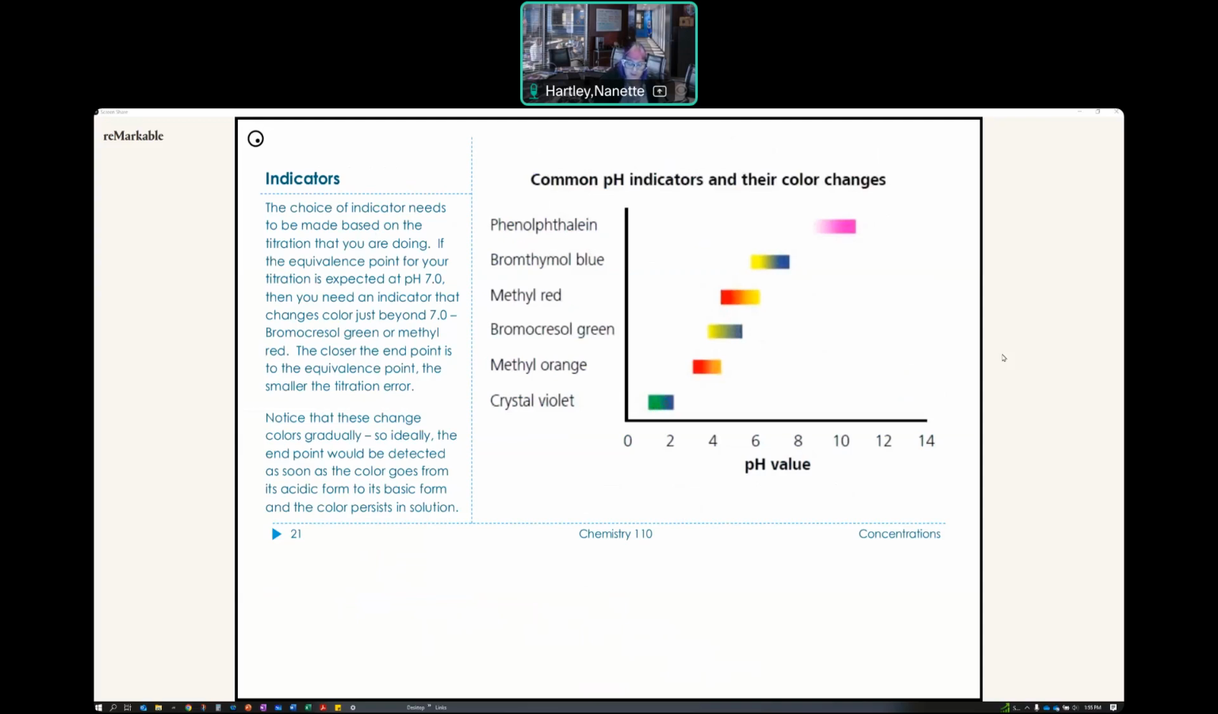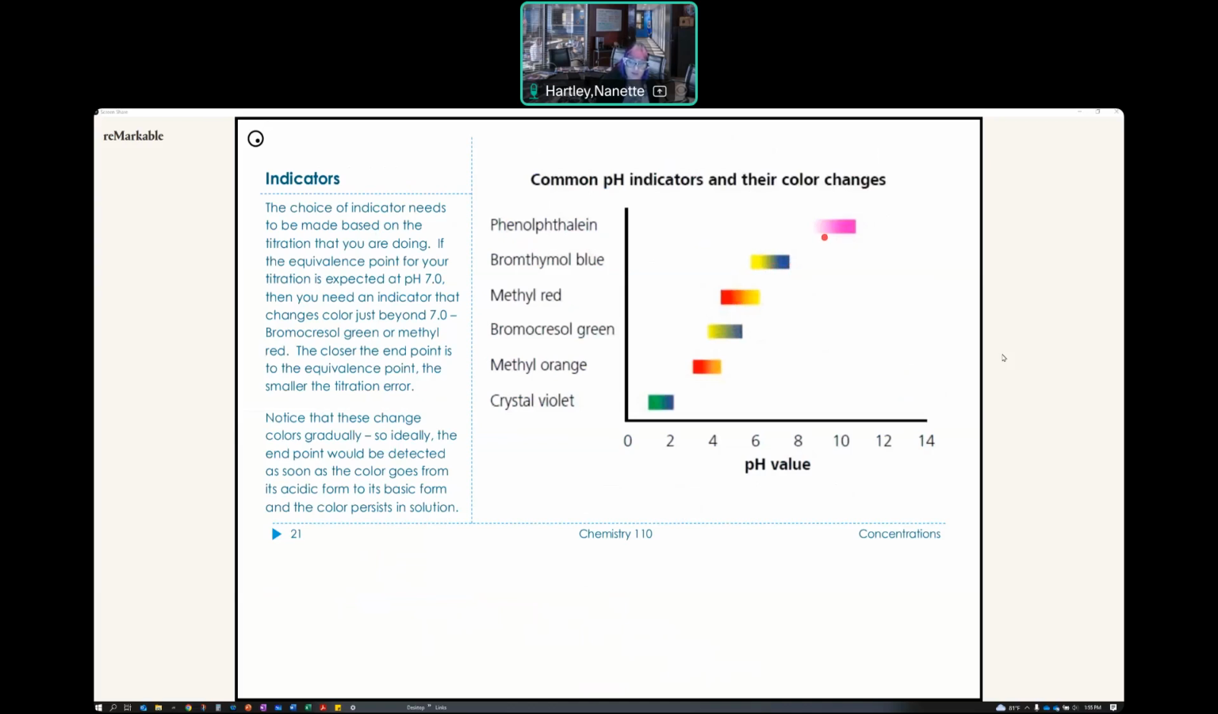We've got methyl orange, and it goes from red to orange. And of course, that color change, that's what we're looking for, is when it goes in between those two. Bromocresol green goes from yellow to blue. And so this green that we hit in the middle is what we're really looking for. Methyl red goes from red to yellow. And so we're looking for this orange that happens in the middle. Bromothymol blue goes from yellow to blue. And so there's sort of this greenish color in the middle that we're looking for.